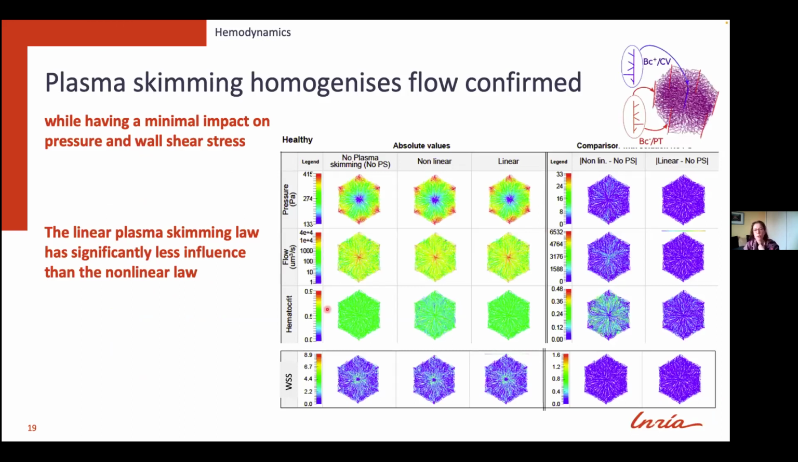So what I've shown on a simple bifurcation, we have found it also in a whole lobule. That is that the plasma skimming, so the effect of the red blood cells, is really important to take into account, as it's homogenizing the flow in the system. And we found again that the linear plasma skimming law has less effect compared to the nonlinear law, with the baseline being no plasma skimming.